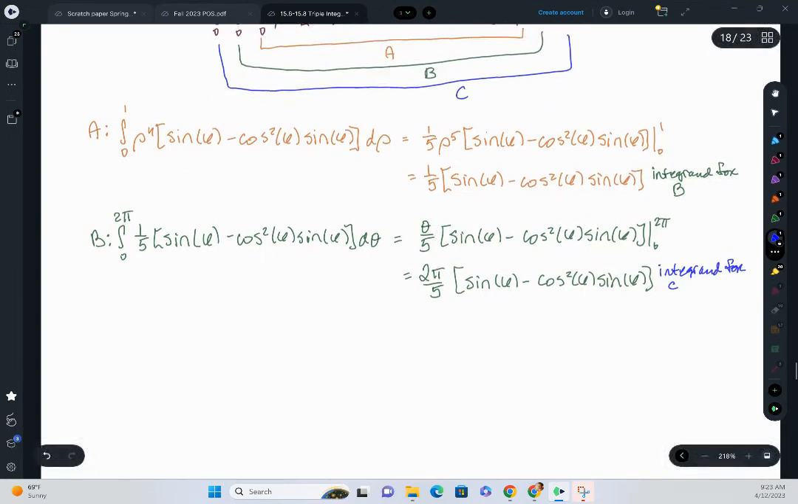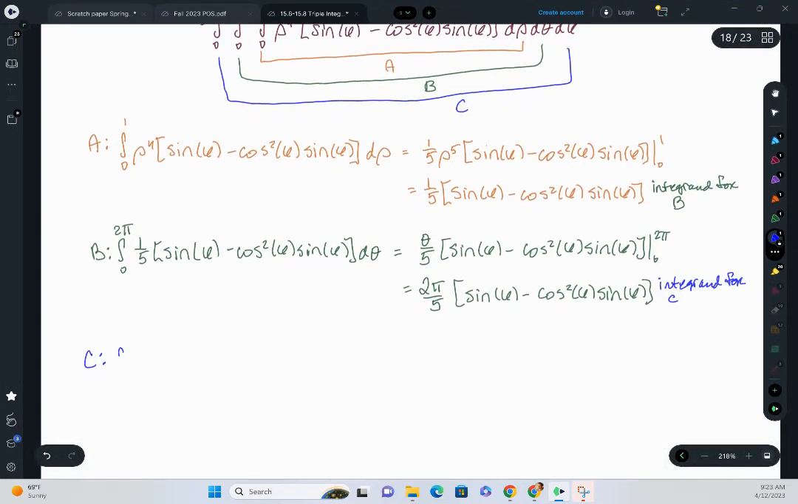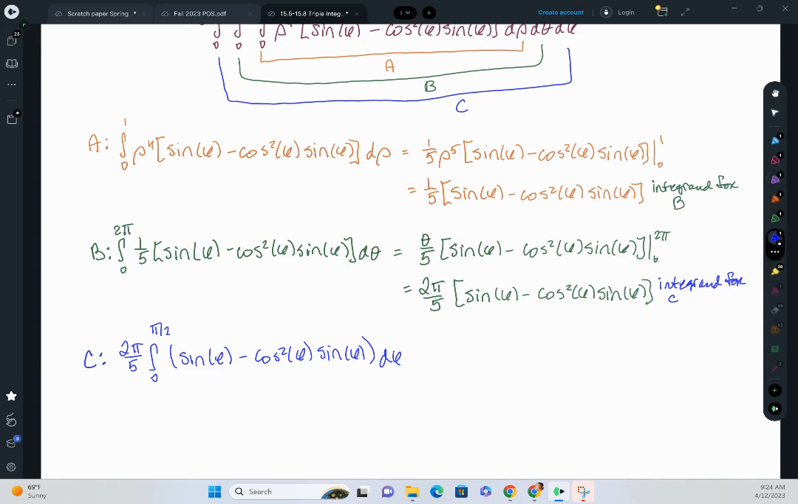All right, and for C, what we're going to get is the integral, if I remember, 0 to pi halves, and this is for phi. Honestly, we can write that 2 pi over 5 on the outside just so that it's not an eyesore inside. Okay, so we're dealing with sine of phi minus cosine squared of phi, sine of phi, d phi.